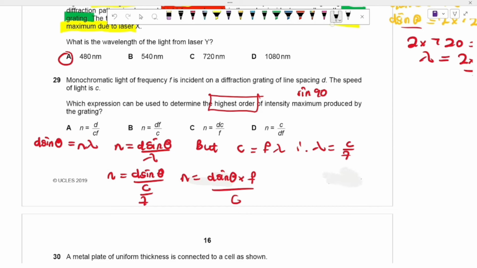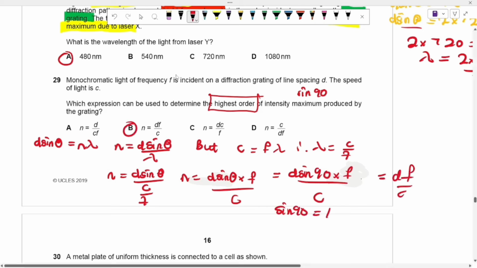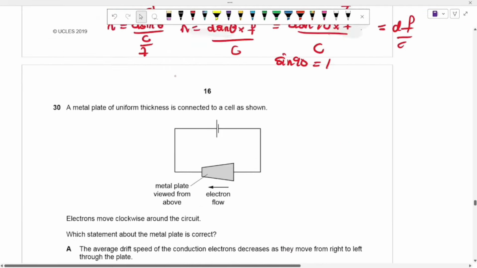So this is going to be equal to d sine 90 times f divided by c. But sine 90 is essentially equal to 1. So I'm going to have df over c. That answer is going to be b. Very important, guys, for you to be thinking of that.